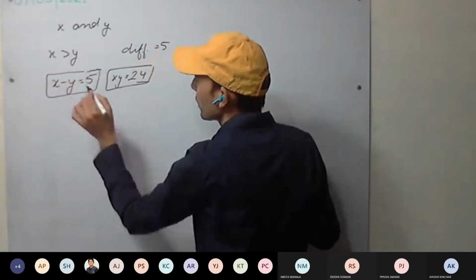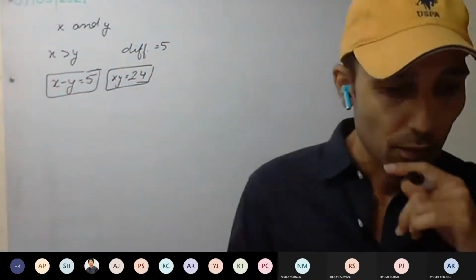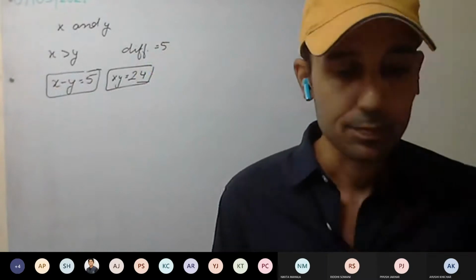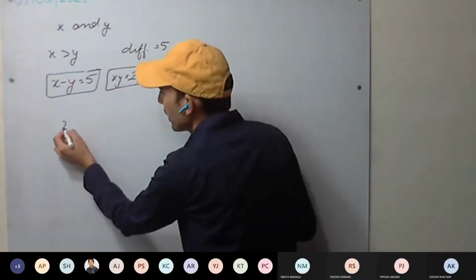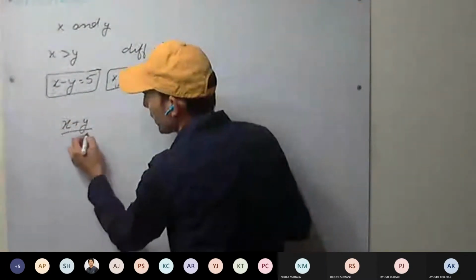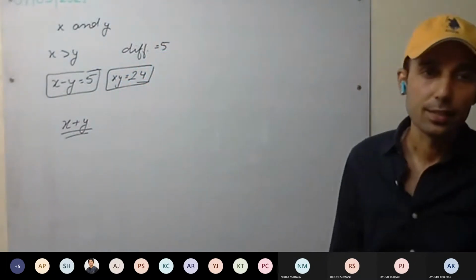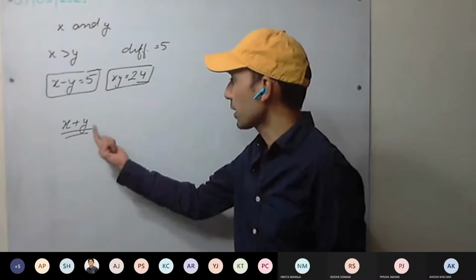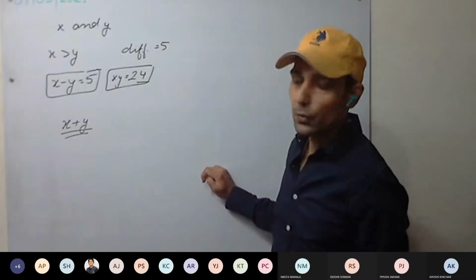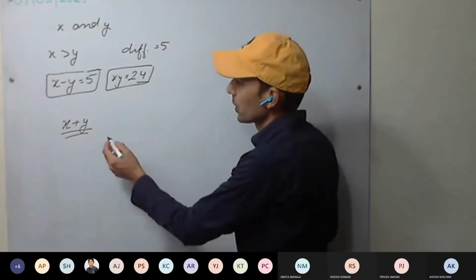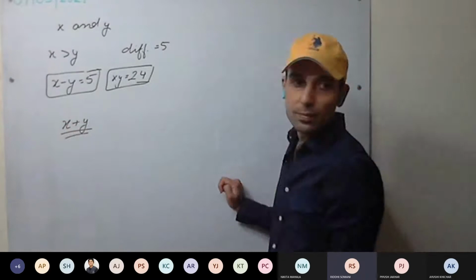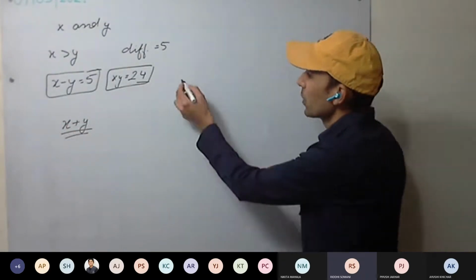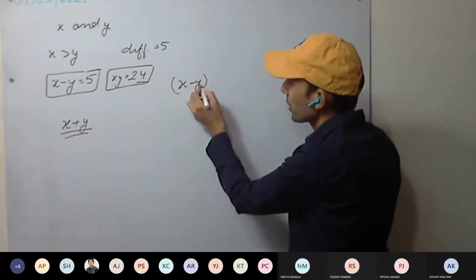These two things are given to us. Find the sum of these numbers. You have to find x plus y. X minus y is given, and x plus y you have to calculate. So which identity are we going to use? X minus y whole square.